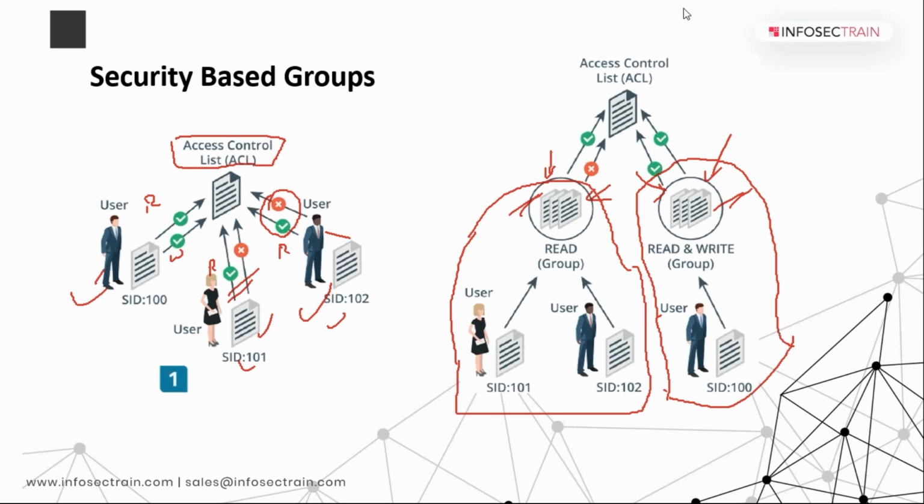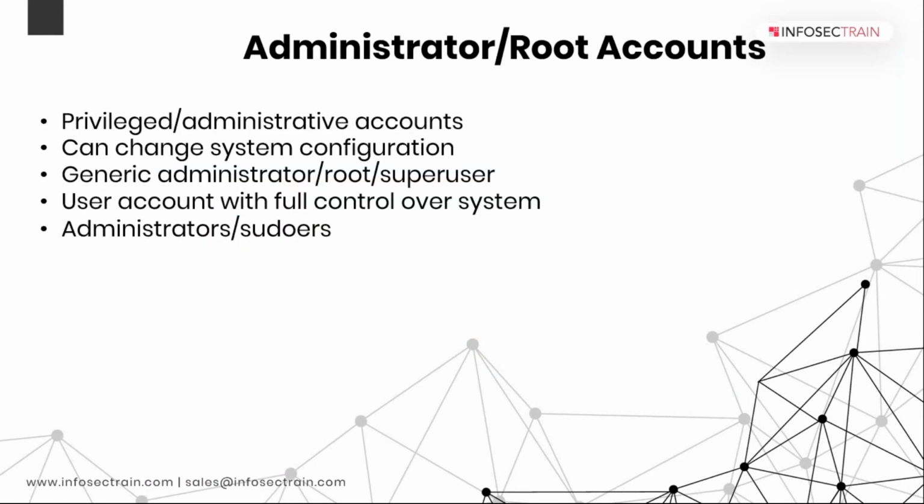All right, I hope this is clear. You divide these permissions into security-based groups, right? That's the same slide which I've explained further. So these are the privileges we have given to the group-based accounts. Then we have these administrative root accounts, right?